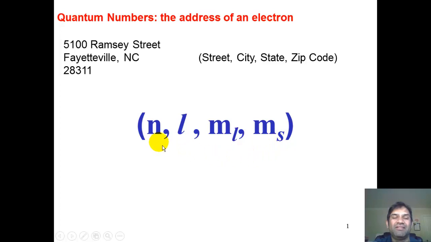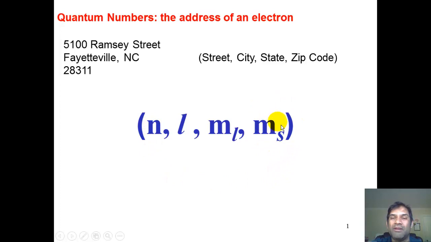The easiest one is n. That's called the principal quantum number, and that is just the period or the row in the periodic table of the element whose electron you're trying to locate. So that's very easy. You just look at an element and ask, what row is it in? That will be its principal quantum number, n. That's the first quantum number.